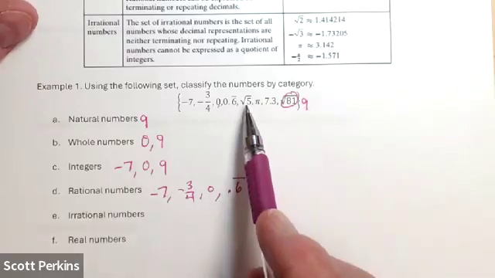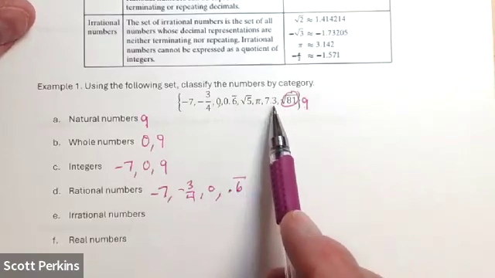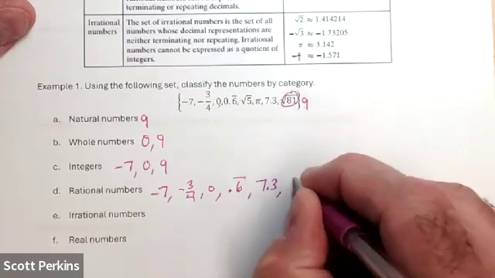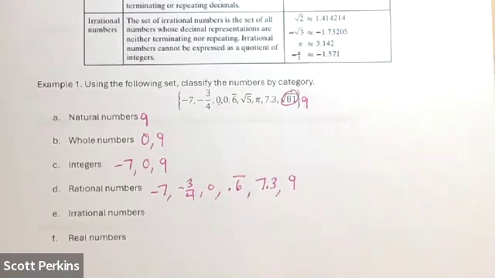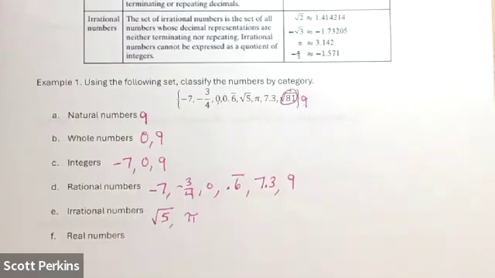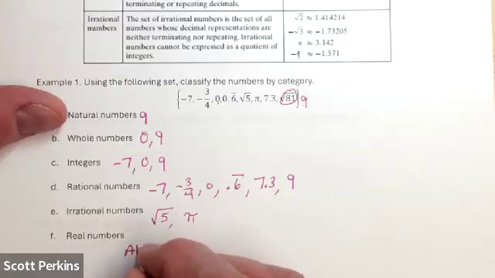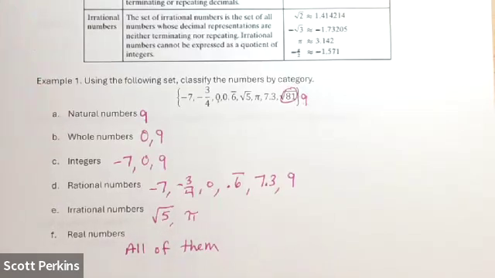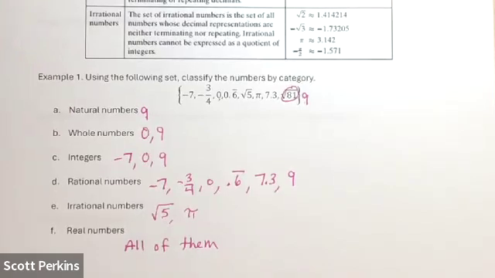Now, square root of 5 is not rational. It can't be simplified. Pi is not rational. 7.3, that decimal terminates. So yes. And then 9. 9 can be written as 9/1. All those are rational numbers. There are 2 examples of irrational numbers in that set. We've got the square root of 5 and we've got pi. And then real numbers. Now, I'm not going to take the time to write this down. I'm just going to say all of them. All of them are real numbers because real numbers are anything that is rational or anything that is irrational.